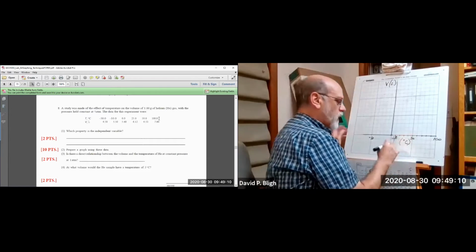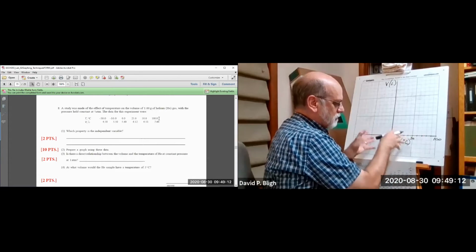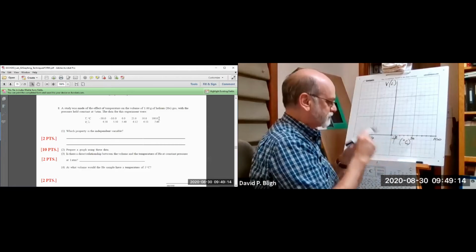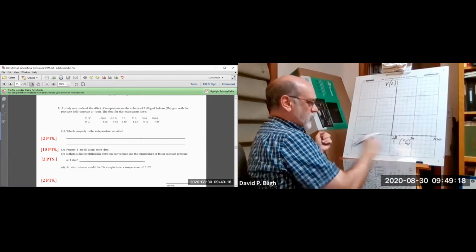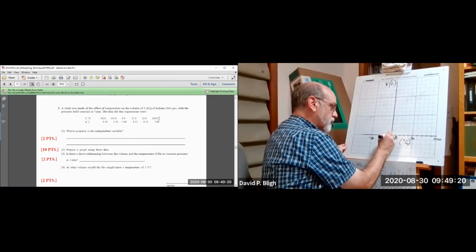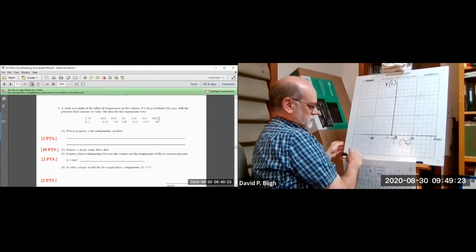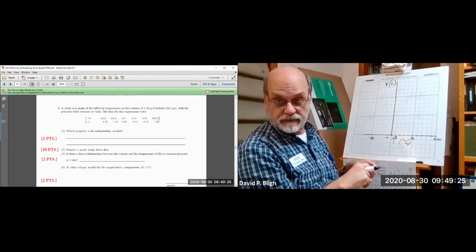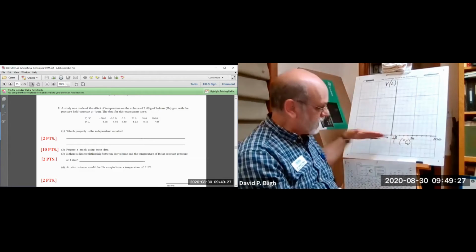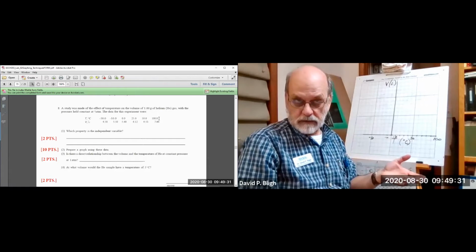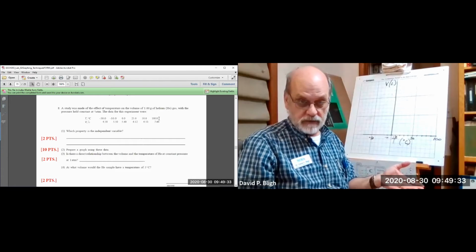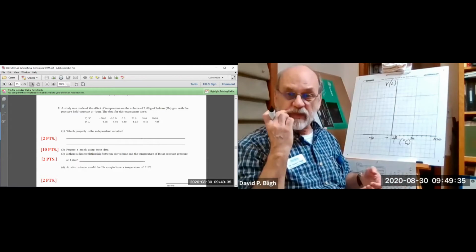So this is what we would call major tick marks, minor tick marks. The other side would be minus 10 down to minus 50. So we've got this scale set up for our independent variable, temperature. How about volume?